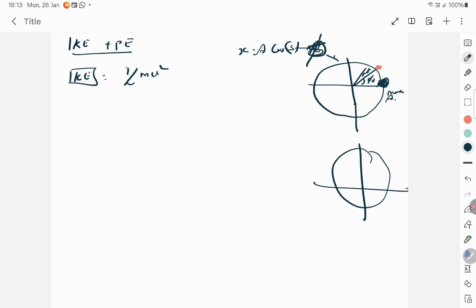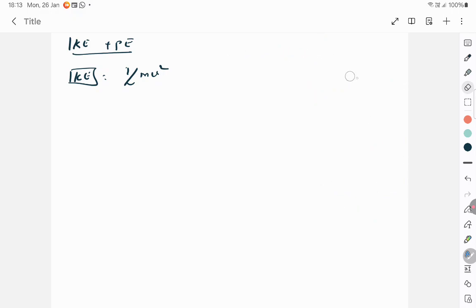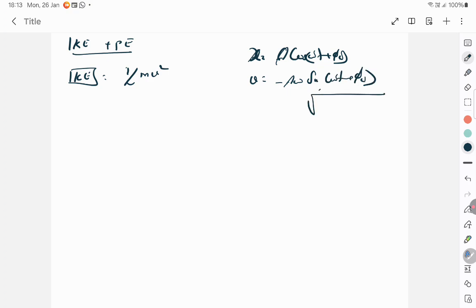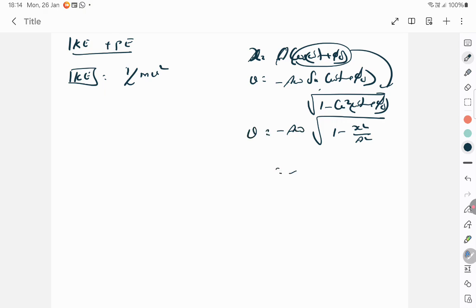Okay, so we had already taken in this whole lesson that x is equal to a cos(omega t plus phi naught), and on differentiating this you get velocity, minus a omega sine(omega t plus phi naught). Instead of sine you can write root of 1 minus cos square(omega t plus phi naught). Cos(omega t plus phi naught) is x by a from the first equation, so root of 1 minus x square by a square. So minus a omega root of a square minus x square by a when it gets out of the root, and a gets cancelled. Thus the velocity at any instant is omega root of a square minus x square.